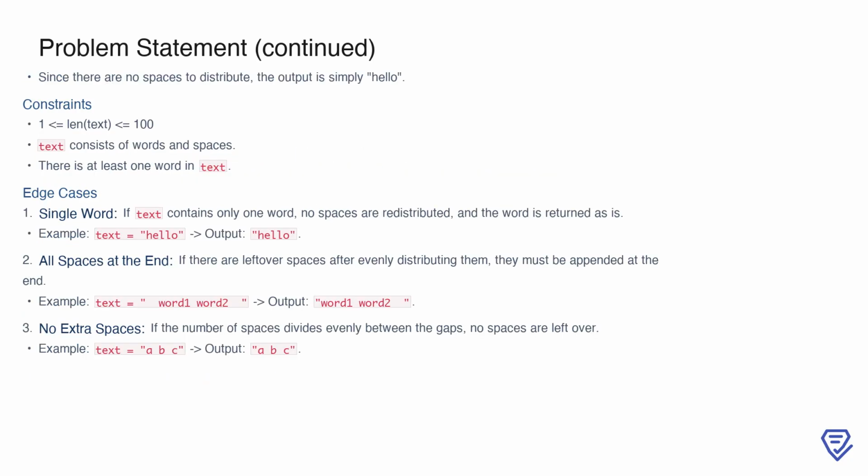This problem also comes with a few constraints and edge cases to consider. The length of the input string will always be between 1 and 100 characters, and it will always include at least 1 word. For edge cases, if the string contains only 1 word, such as "hello," no spaces need to be redistributed, and the word is returned as is. If there are leftover spaces after redistribution, they should be appended to the end of the output string, like in the example "word1  word2". Finally, if the spaces divide evenly between the gaps, no spaces will be left over, and the words will remain evenly spaced.